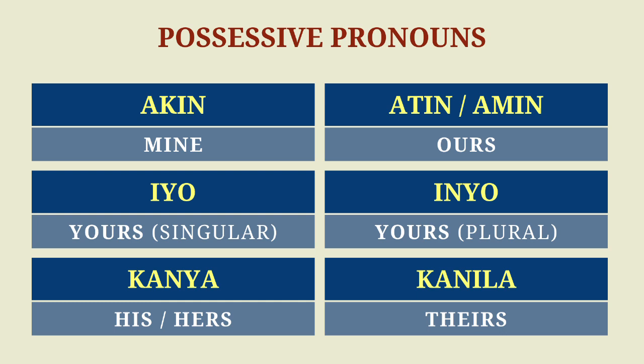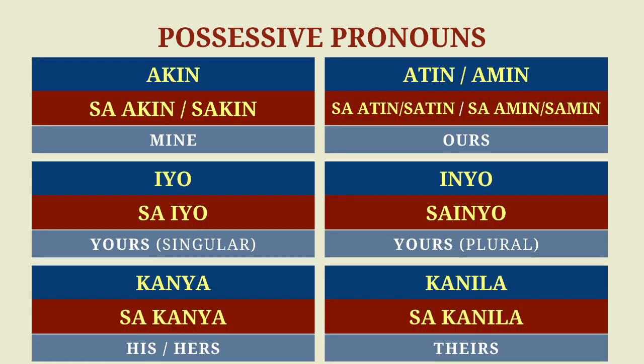Now, sometimes we place sa before these, but they would mean the same thing. So for the first one, we say sa akin or sakin, sa iyo, or sometimes we shorten this to sayo, sa kanya, sa atin or sa amin. Again, sometimes we shorten this to satin and samin. Next one, we have sa inyo. And then lastly, sa kanila. Again, these are the same, okay? With or without sa, they mean the same thing. So they're interchangeable.